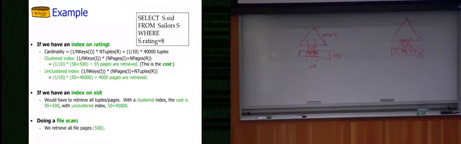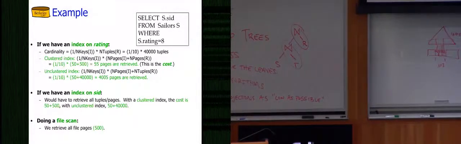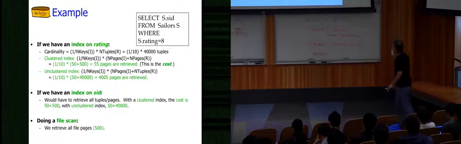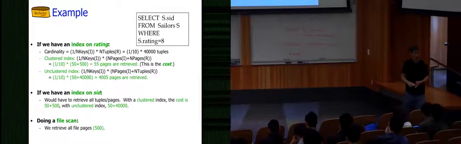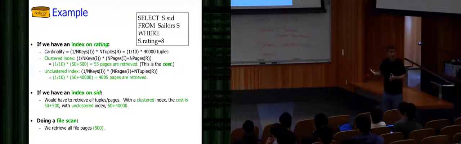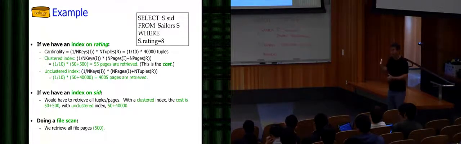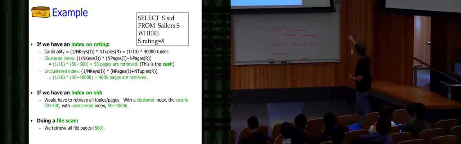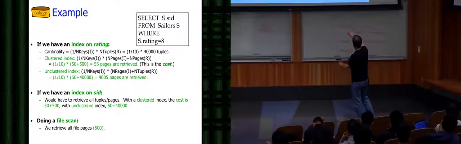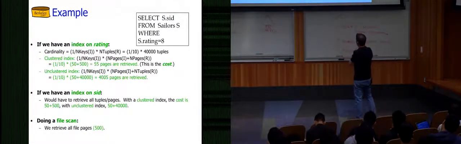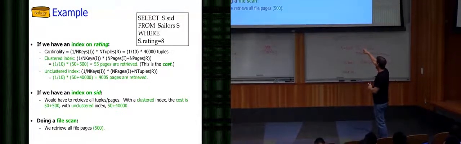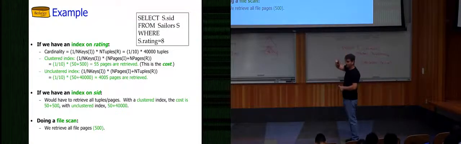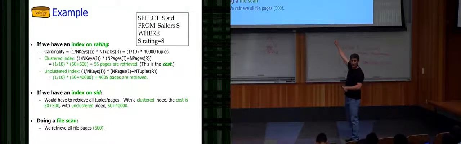If you have an index on SID, well, gosh, you could use it as your access method for this query. It's a legal access path that will get you all the sailors, but you're going to have to go through that index and look at every single entry in the leaves, because there's no predicate on SID. That's okay. You can do that. You have to retrieve all the tuples and all the pages. If it's a clustered index, the cost is going to be 50 plus 500. If it's an unclustered index, it's going to look at all of the index, and for each tuple in the table, do an IO. So it's 50 plus 40,000. So this is a crazy plan. It's a terrible plan. But the optimizer will enumerate it because it enumerates stuff, and that's fine. It'll prune it away in a minute because it's going to say it's too expensive.